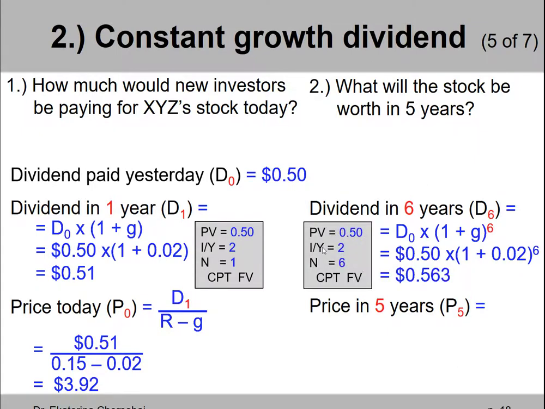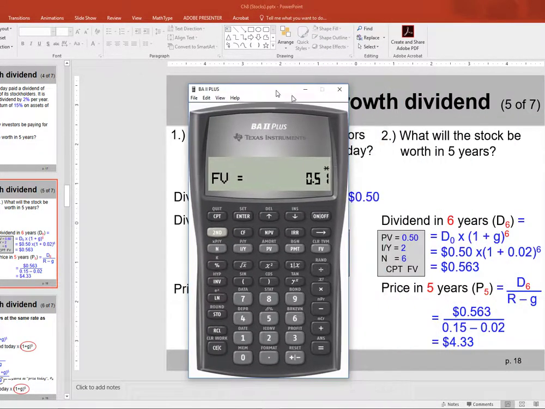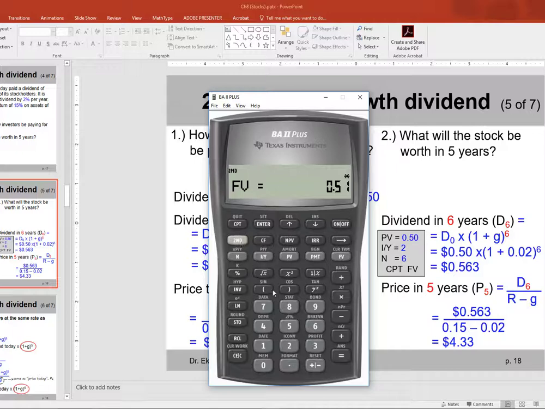And you can also do it in the financial calculator, this sort of the first step in the second question. Again, let's clear everything just in case and start all over. 50 cents, 0.5 negative is our present value. In 6 years, so I press 6 N. At 2% annual growth, I press 2 I/Y. What will be the dividend? Compute FV. 56 cents. On the screen it's rounded to 2 decimal places.